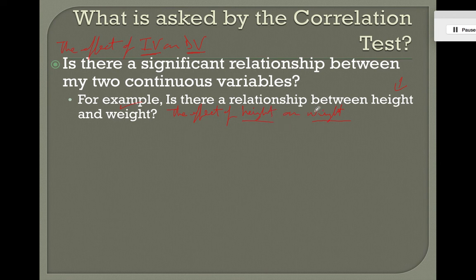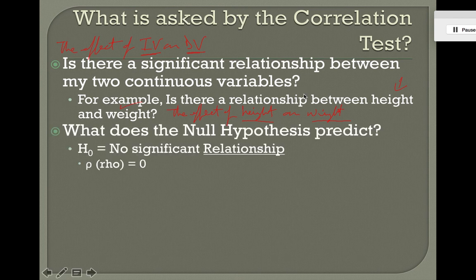But now if you wanted to change it up and you wanted to say, what's the effect of weight on height? You could also do that. It's still examining pretty much the exact same thing in those specific situations. Now here, let's look at our null hypothesis. What does my null hypothesis predict? Remember that your null hypothesis always predicts 0. It always predicts 0 and it always will predict 0. Now what is it predicting 0 about?